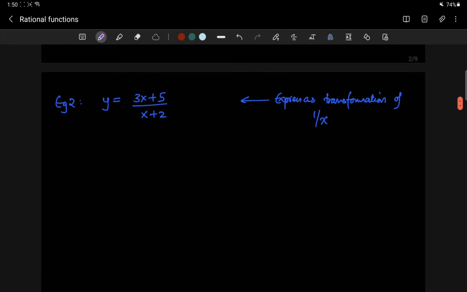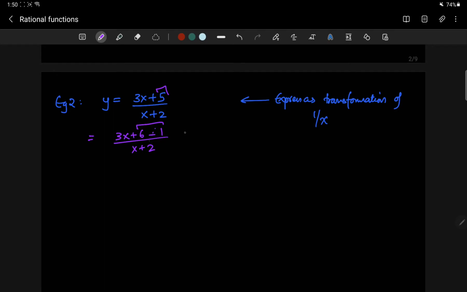Let's look at another example. Express as a transformation of 1 over x again. Now this is not straightforward, but I can do some algebra here, and I can write this as 3x plus 6 minus 1 over x plus 2. Basically, I'm rewriting 5 as 6 minus 1. There's a point to why I'm doing that.